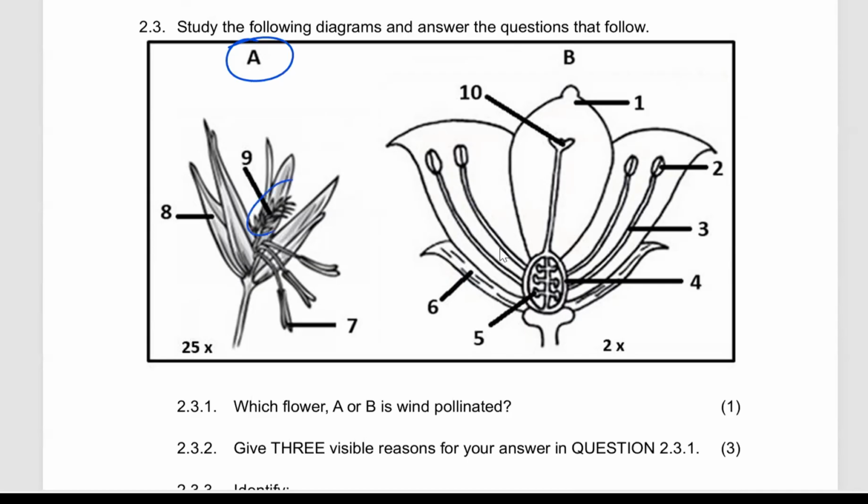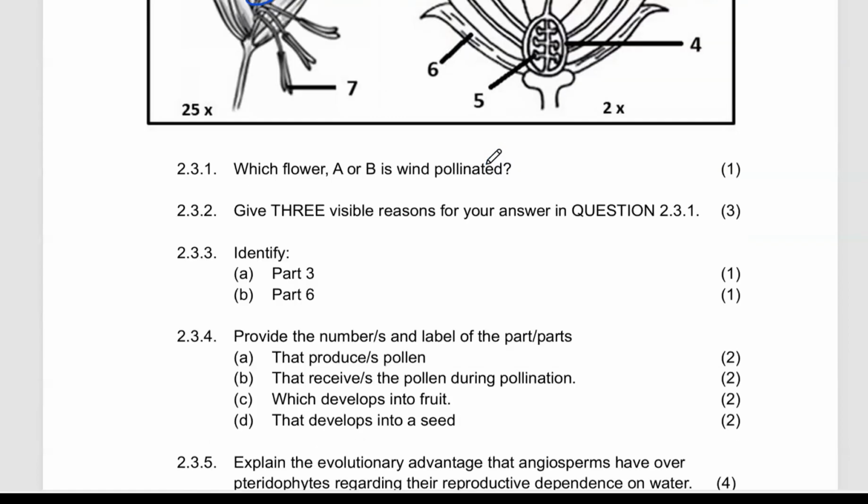Because of this, it's very feathery, so when it blows, it's able to fall on the what? On the stigma. And if you look at this, the anthers are lower than the what? The stigma. And if you look at the petals, they are big enough so that the insects can what? Can land on them, and then pollination can take place.